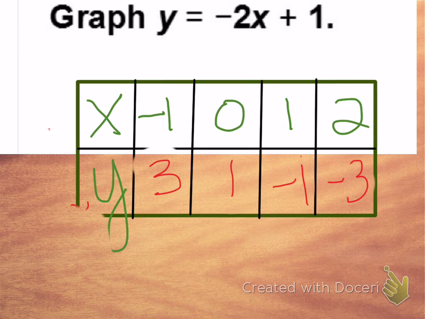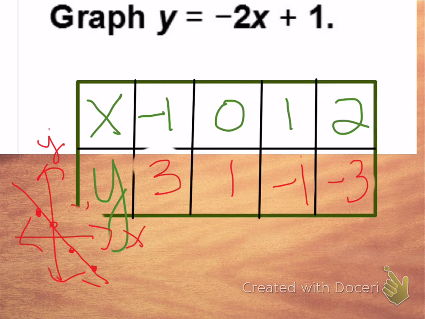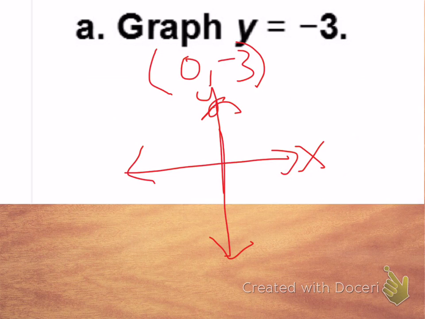So one coordinate would be -1, 3 that I plot. So here's my x-axis, my y-axis. So I go left 1, up 3, put a dot. My next coordinate is 0, 1. So I don't go anywhere right or left, but I go up to 1, I put a dot. 1, -1. So I go right 1, down 1, I plot my point. And then right 2, down 3, I plot my point. As you could see, it makes a line, linear equation.